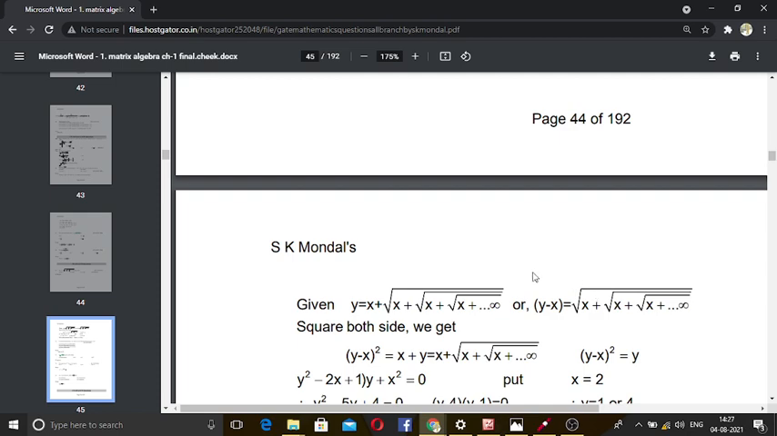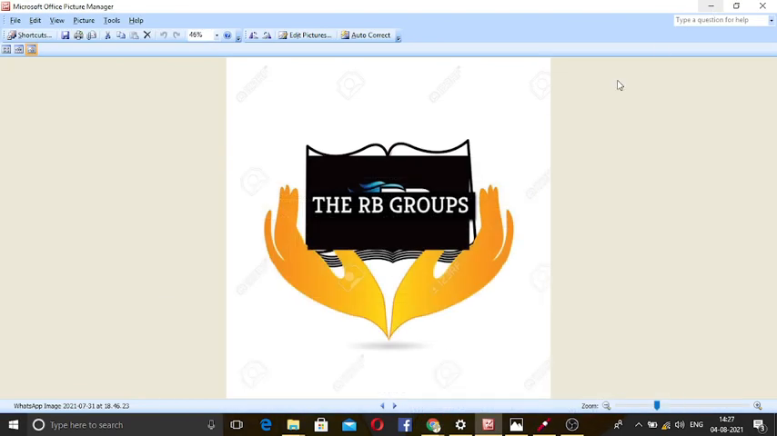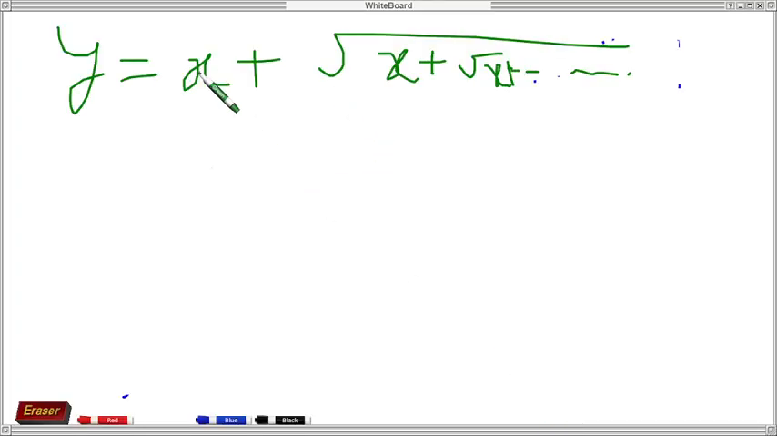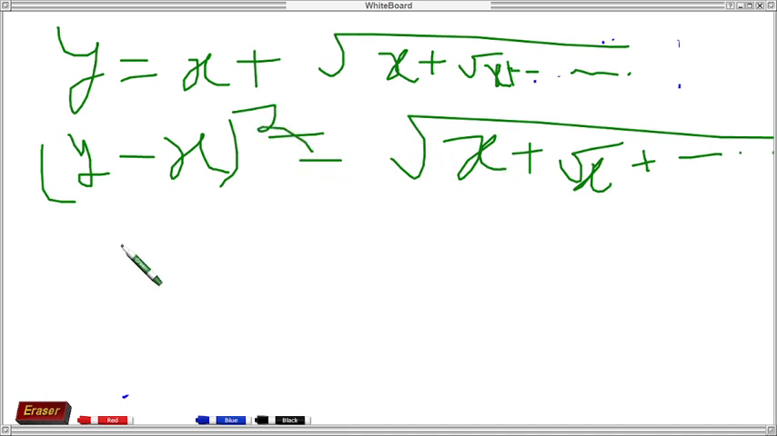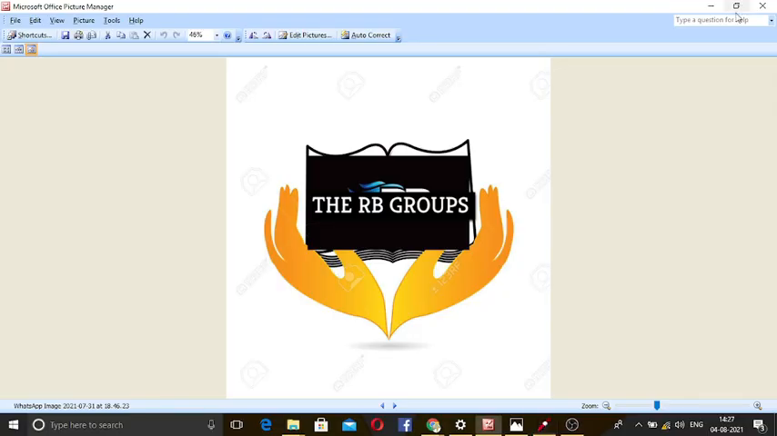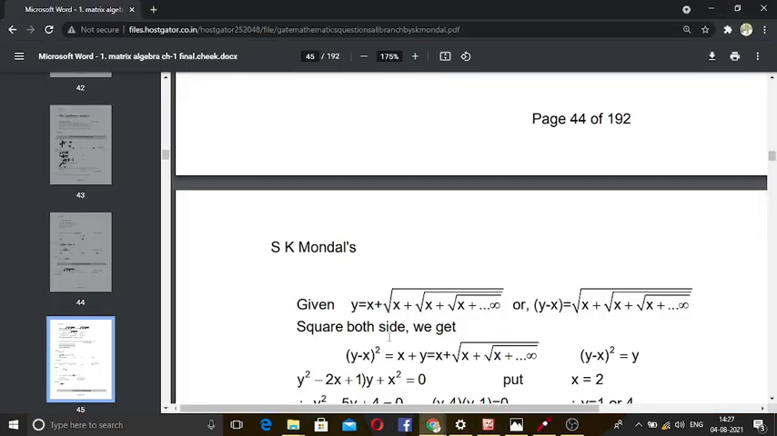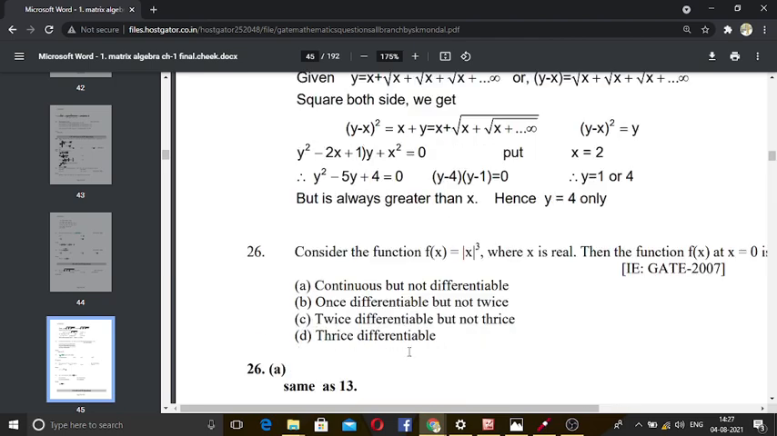Okay, so simply take the x there, so it becomes y minus x, and there will be root under x plus root under x plus dot dot dot. So you have to square this. You can look here, I have solved it already, so simply you can look here at how to solve this.